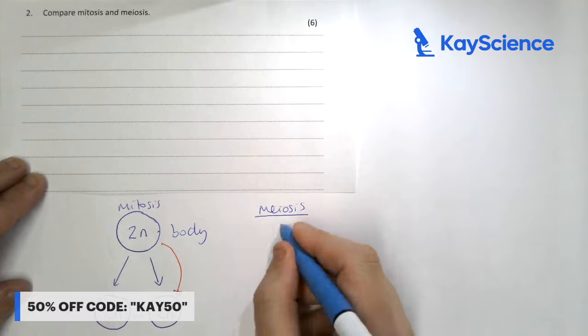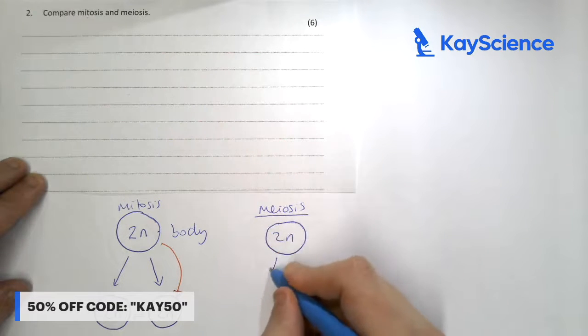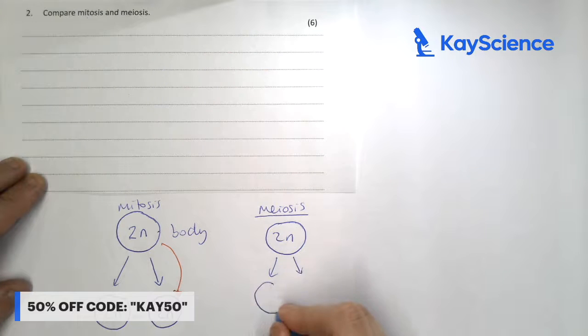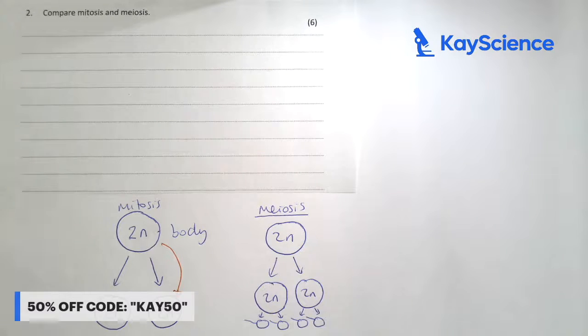Meiosis is when one diploid cell actually divides twice. So the diploid cell divides twice to form 4 gametes. So they form 4 gametes. All of them have 1 N, which means they are haploid.